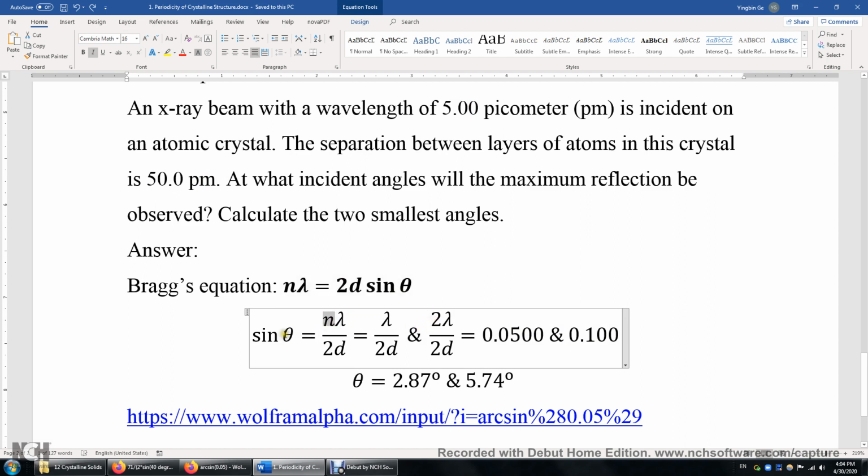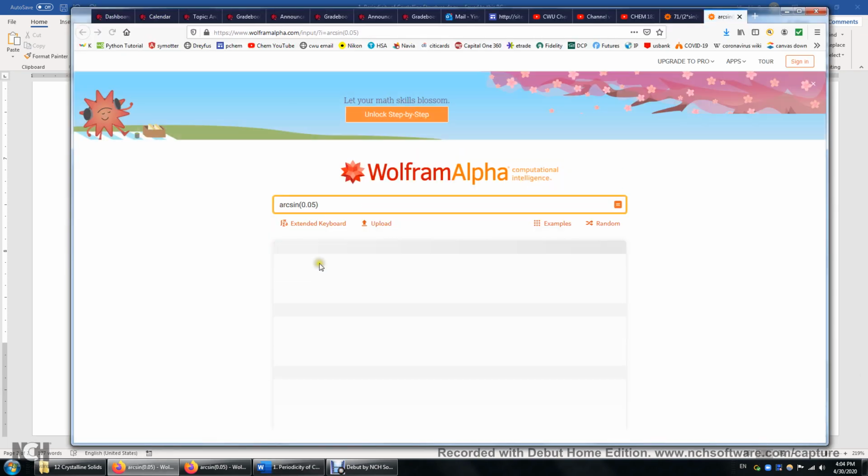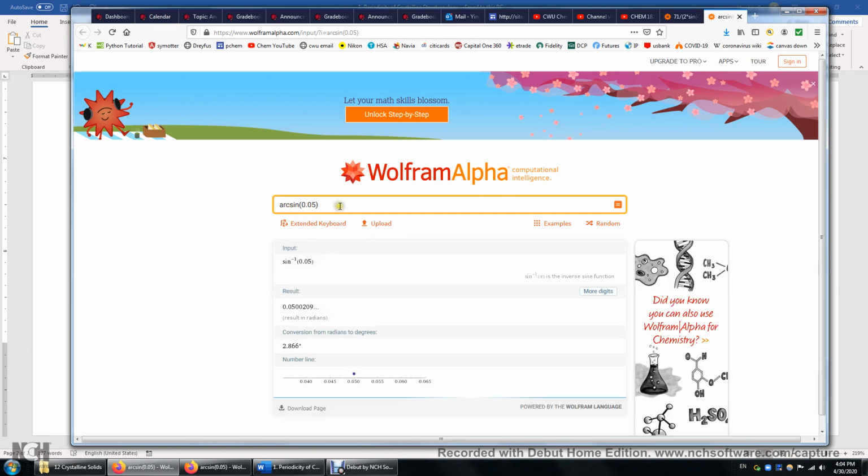And then if sine theta is 0.05, the angle is 2.87 degrees. If sine theta is 0.1, the angle is 5.74 degrees. Again, I'm too lazy to use a calculator, so what I did is this. You can simply use Wolfram Alpha, just type arcsine 0.05. It's going to tell you it's 2.866 degrees. This number is in radian, so you can say 0.05 radian.